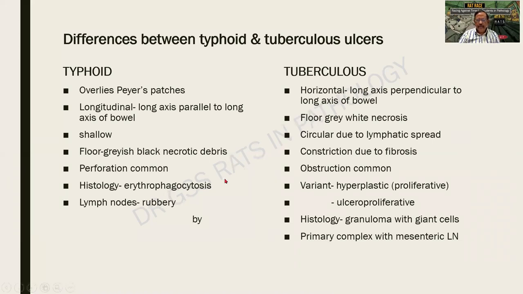The differences already I have enumerated, and people kindly learn it by heart. Only thing that is missed out is you find in histology there is an erythrophagocytosis in typhoid, and also the lymph nodes are rubbery in consistency. All the other things are mentioned. In tuberculosis, there are two variants. One is called a hyperplastic tuberculosis, another is ulceroproliferative. Histology is mentioned. Please learn it by heart.